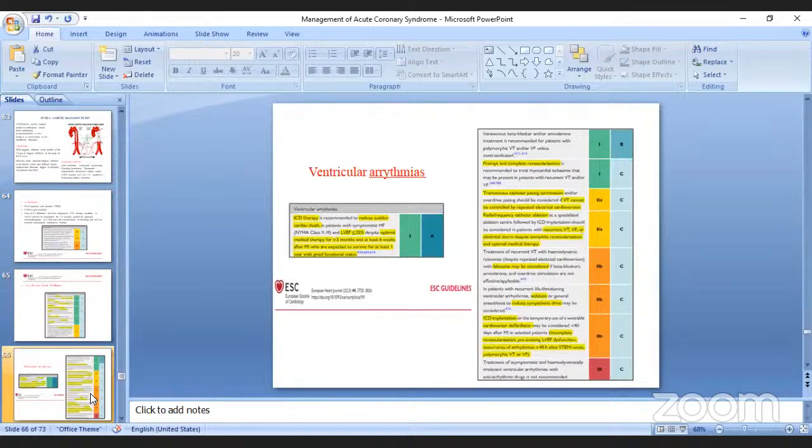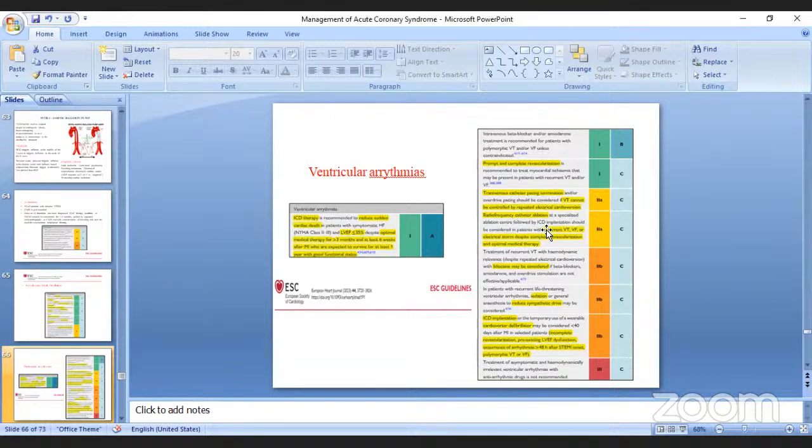In case of ventricular arrhythmias, ICD therapy is recommended to reduce sudden cardiac death. And it is mainly recommended in patients with an ejection fraction of less than 35%, in spite of optimal medical therapy for more than 3 months or at least 6 weeks after MI, and only if they are expected to survive for more than a year with a good functional status. And prompt and complete revascularization is recommended to treat the ischemia. Transvenous catheter pacing is recommended if it cannot be controlled by electrical cardioversion.